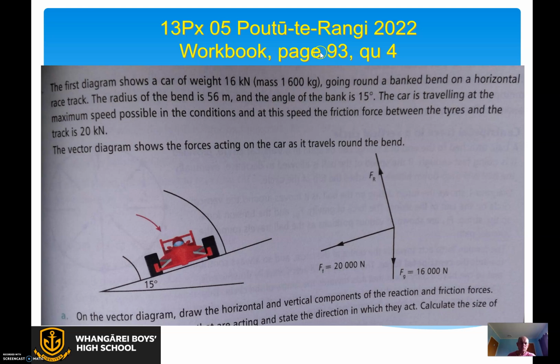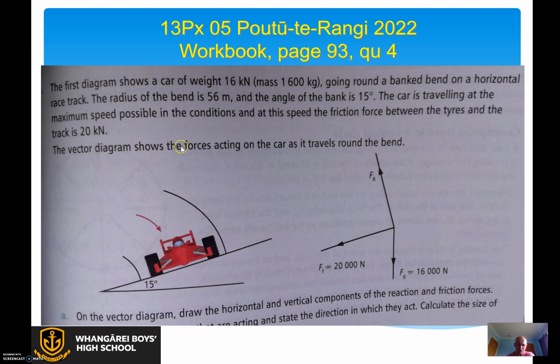I've had a couple of folk talk to me about question 4 on page 93 of the workbook, and you might recognise this because I've done a little photograph. As you can see, it's not nicely scanned, it's just photographed and snipped. So this diagram shows a car, 16 kilonewtons. They've used g as 10, which is a bit odd, but mass 1600 kg, can run a banked bend on a horizontal racetrack. Radius of the bend is 56 meters, angle 15 degrees. Maximum speed possible, and the friction force between the tires and the track is 20 kilonewtons up this way.